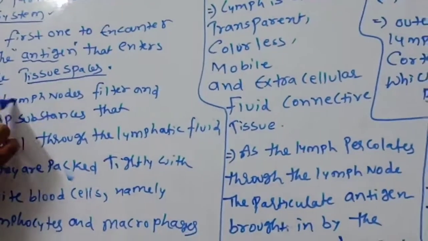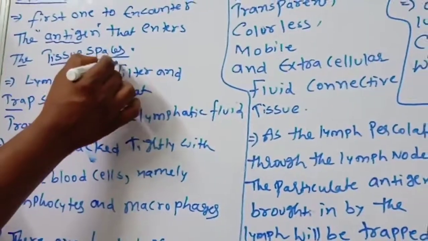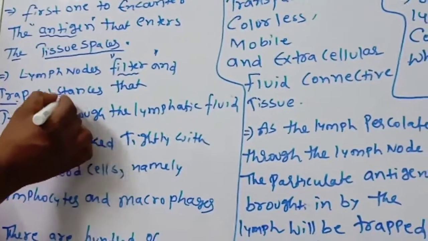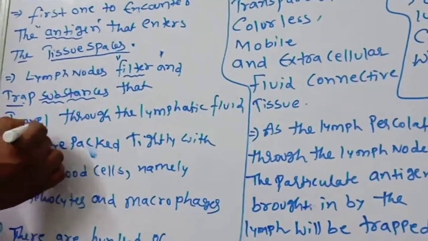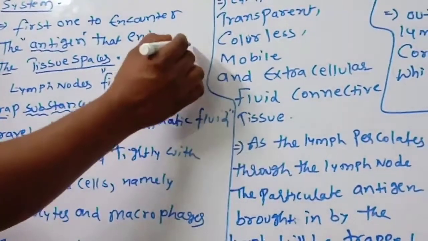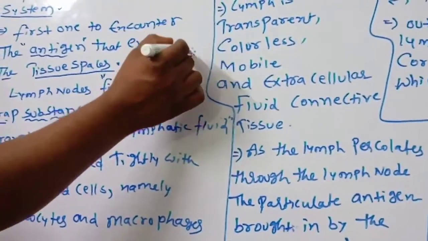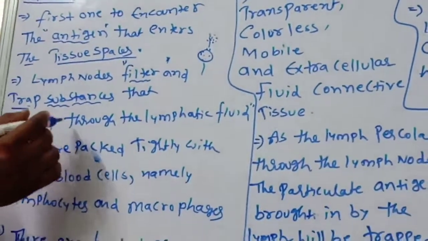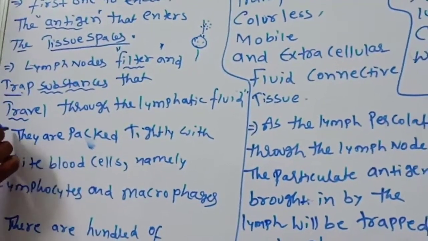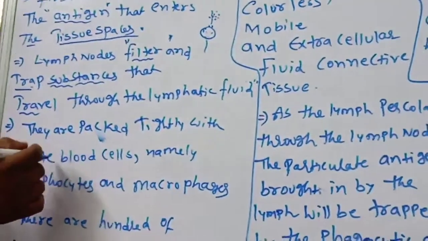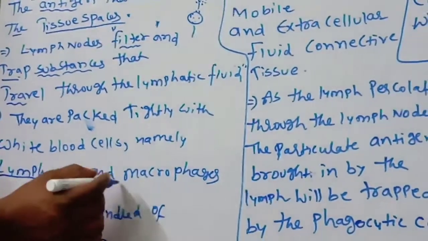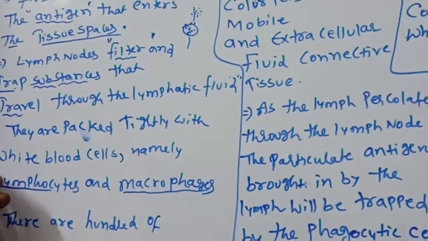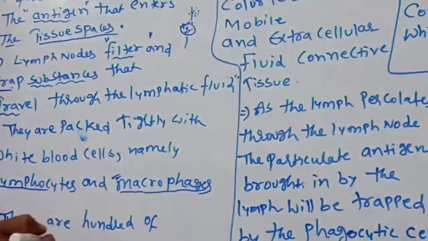Okay, children. The lymph nodes filter and trap substances that travel through the lymphatic fluid. Suppose any fluid or particle is there, while it is going through the lymph node, it will be filtered. Next, they are packed tightly with white blood cells, namely lymphocytes and macrophages.